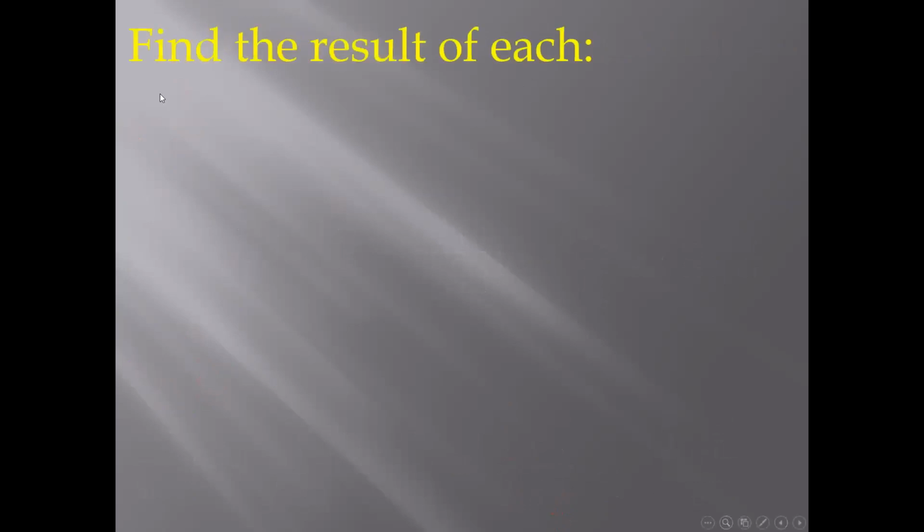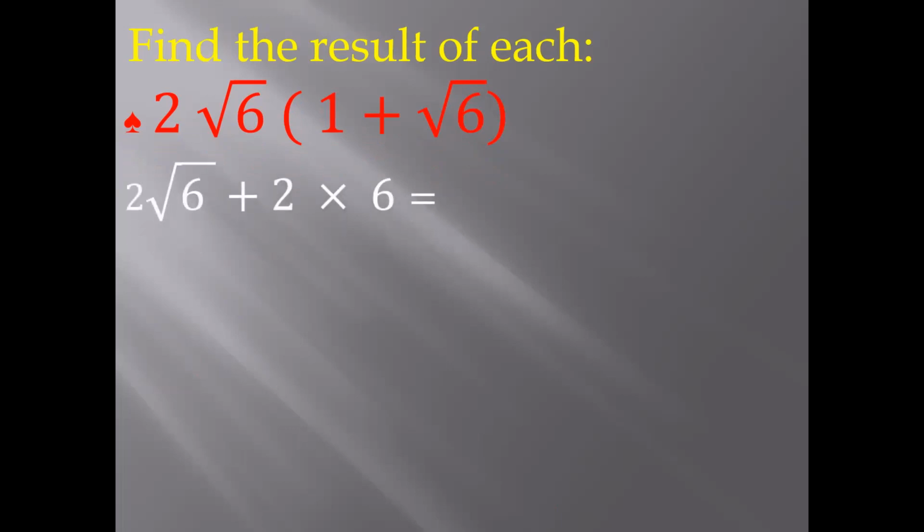Find the result of each of the following. Here I have 2 root 6 multiplied by 1 plus root 6. 2 root 6 times 1 equals 2 root 6, plus root 6 times 2 root 6, that is 2 times 6, equals 12. So the answer will be 2 root 6 plus 12.